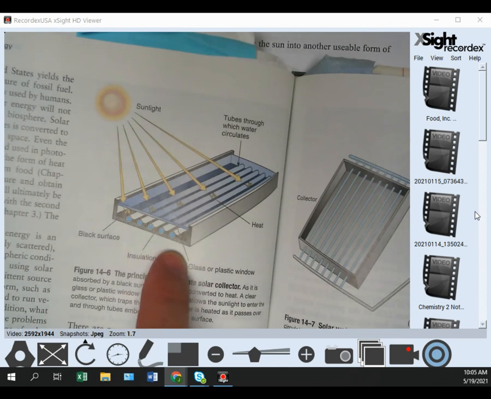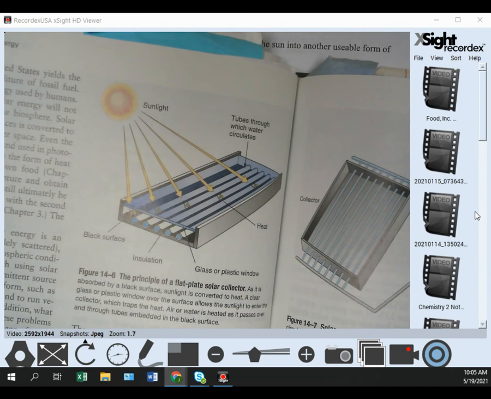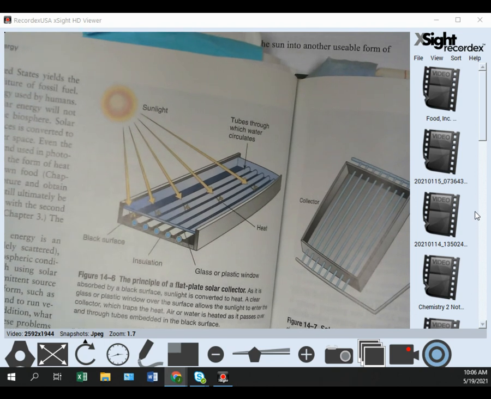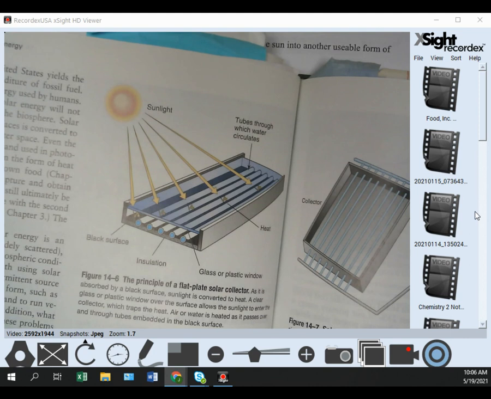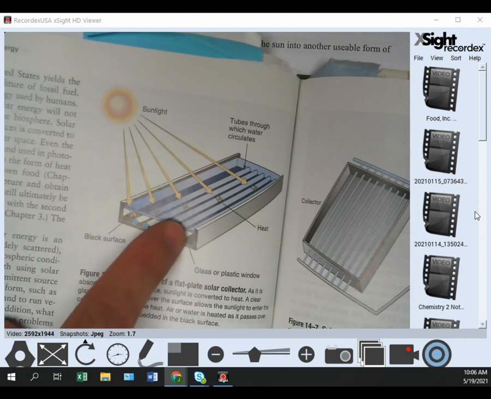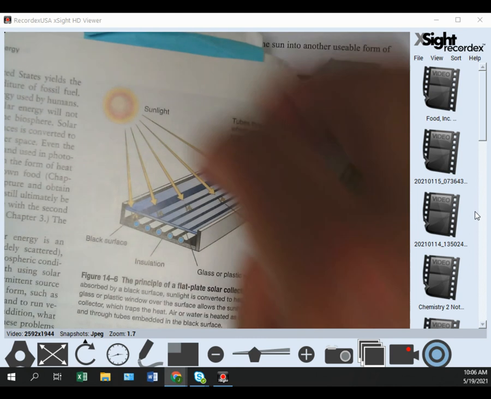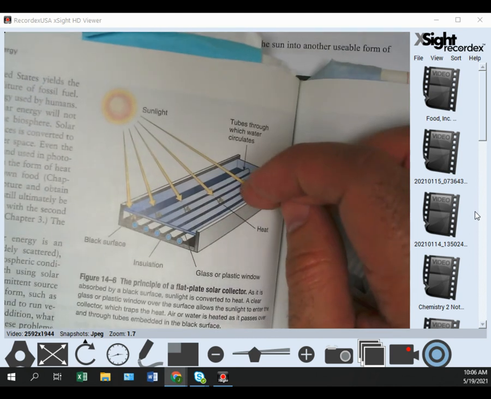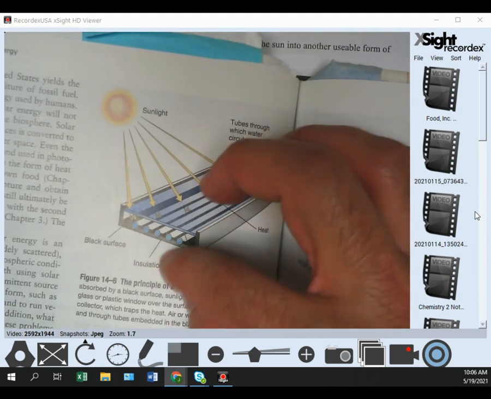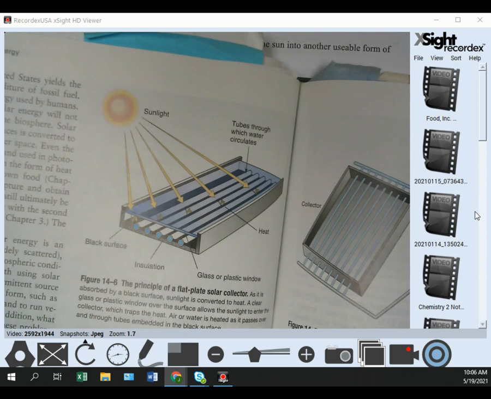Why does it have a black surface? Yeah, black absorbs a very wide range of the electromagnetic spectrum, and then it can turn that wide range into heat. And then you've got tubes that water circulates through, and the light goes through the glass or the plastic, it traps it and turns it into heat, and that heat is absorbed by the water. So that would be a passive flat plate collector. Okay.